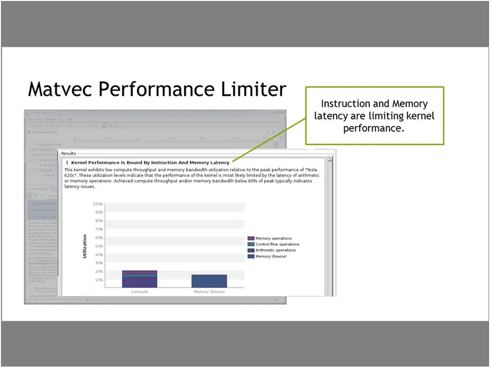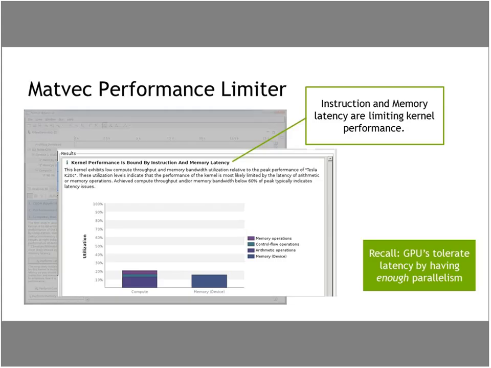This graph is telling me that the kernel performance is limited by latencies. Specifically, it says instruction and memory latency. So this is telling me that there's times when my threads are sitting idle, waiting for either memory to return or my instructions to be ready to execute. Now, if you'll recall back to last week, GPUs are built to tolerate latency. And how do they do that? They do that with parallelism. So when I see here that my code is limited by instruction and memory latency, that is a hint that I don't have enough parallelism.